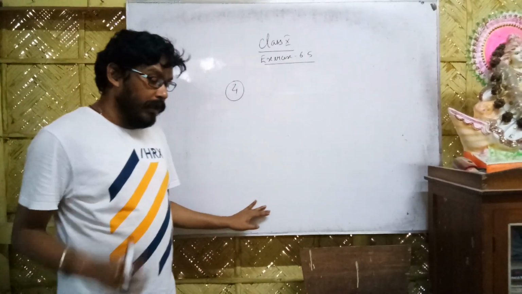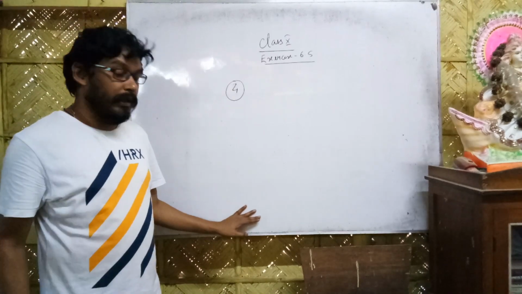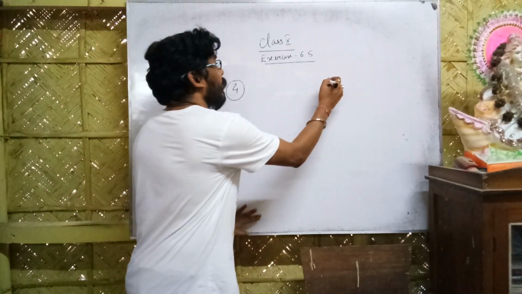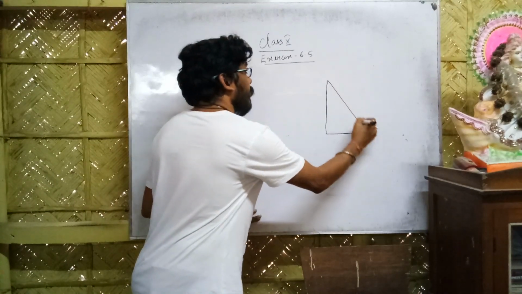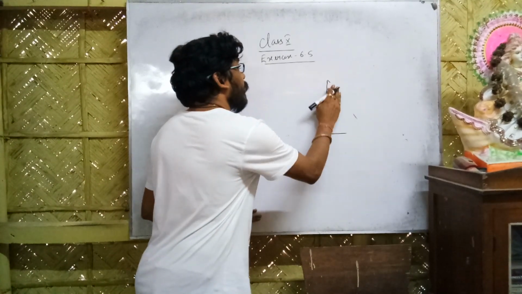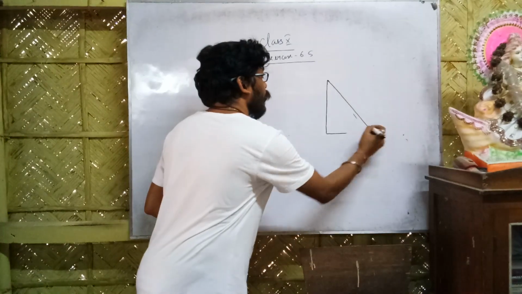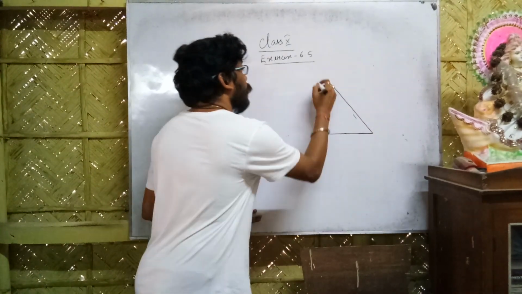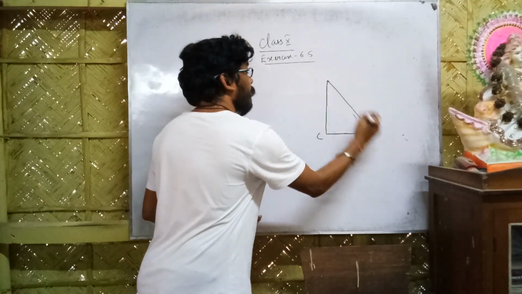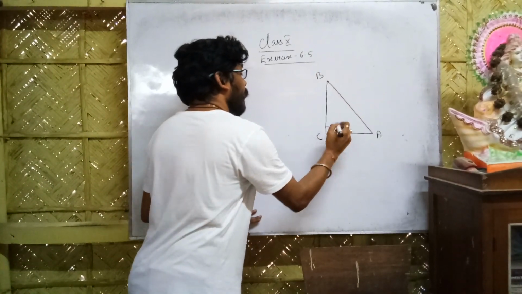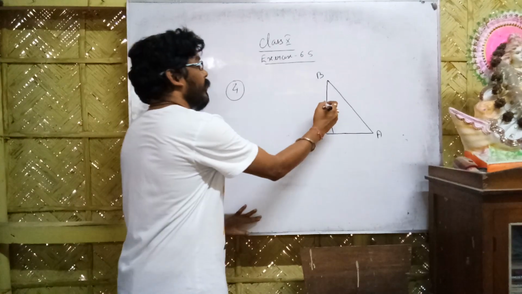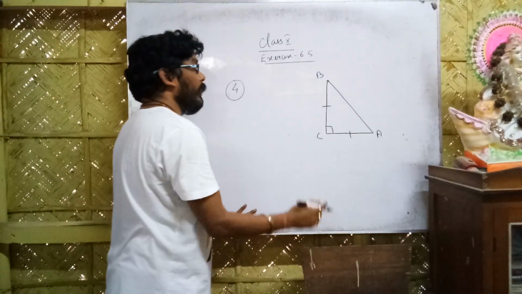ABC is an isosceles triangle, right angle at C. It means angle C is your 90 degree. And if it is isosceles, two sides are equal. So it is C, A, B, C. Angle C is 90 degree. They have said it is isosceles, so these two sides will be equal.